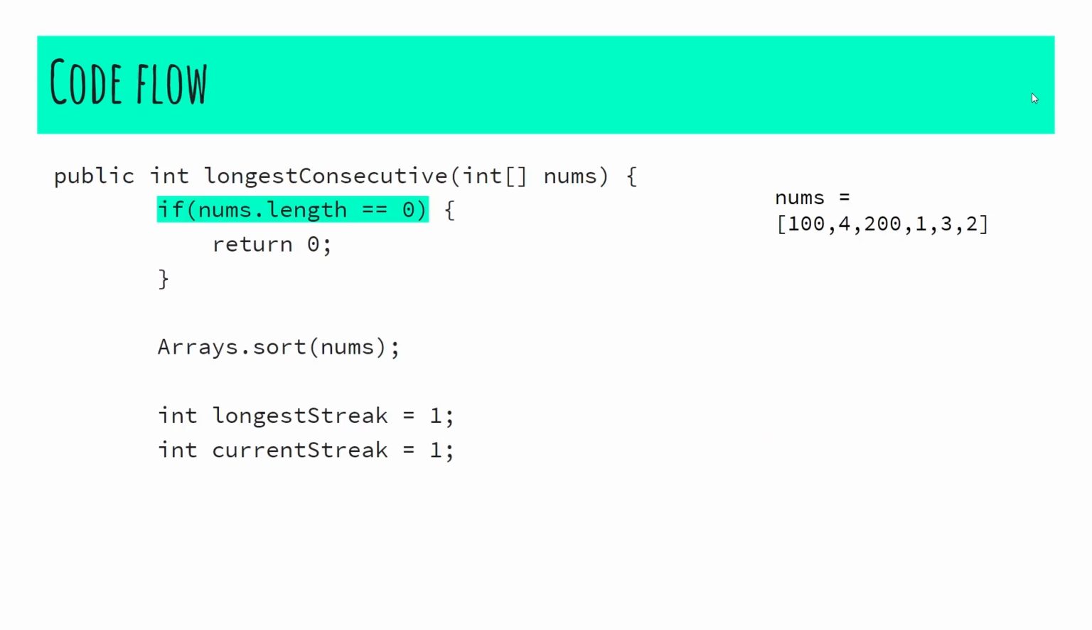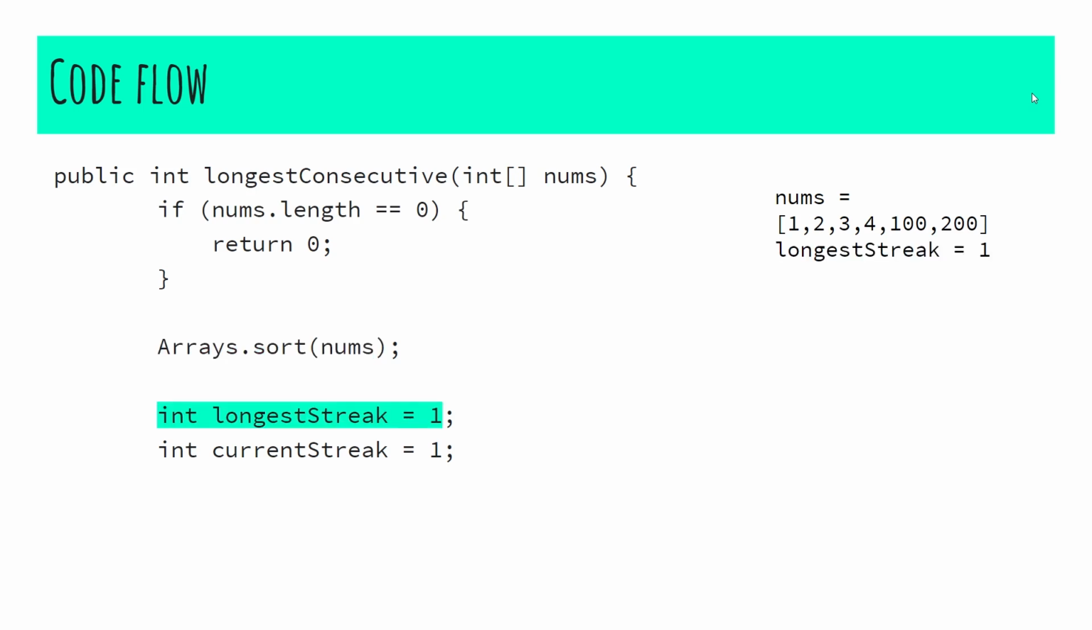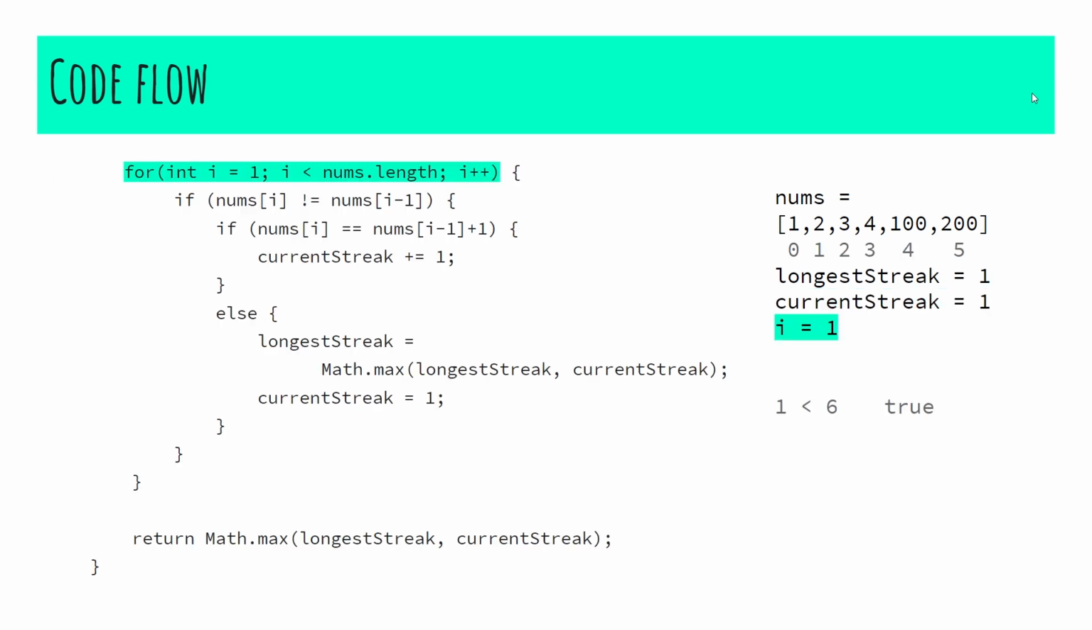At first, I'm going to check if the length of my nums array is 0. If so, I'll be returning 0. In this case, it is not so. Therefore, I'm going to sort my array. After sorting, my array will be arranged as 1, 2, 3, 4, 100 and 200. After this, I'm going to create two variables called longest streak and current streak, and I'll initialize them to 1. Now we are going to iterate from the second element till the last element of the nums array.